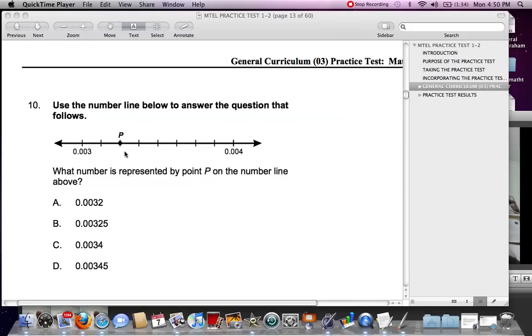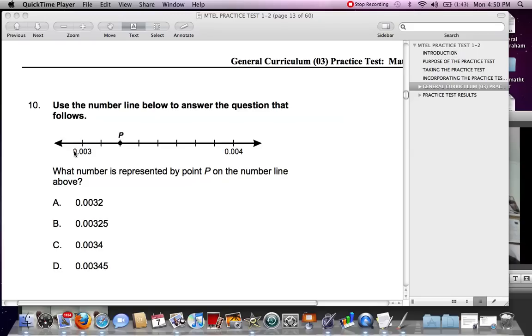Number 10. Use the number line below to answer the question that follows. This is a number line problem, so we're going to use a couple different strategies to help solve for P. Here's the question. What number is represented by P on the number line above? Let's see here.